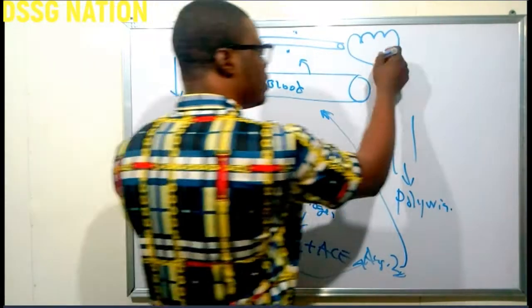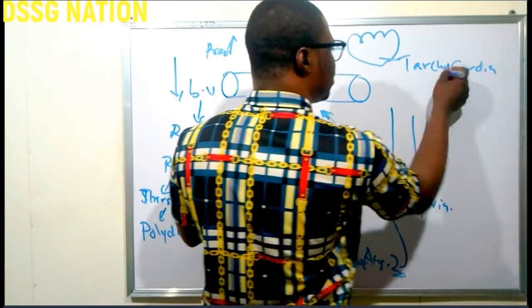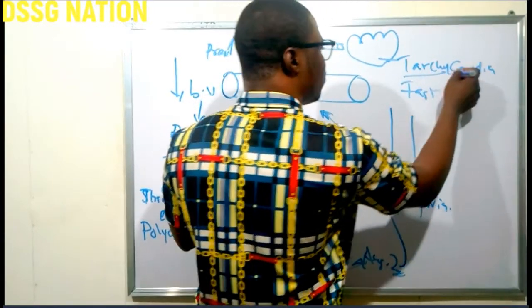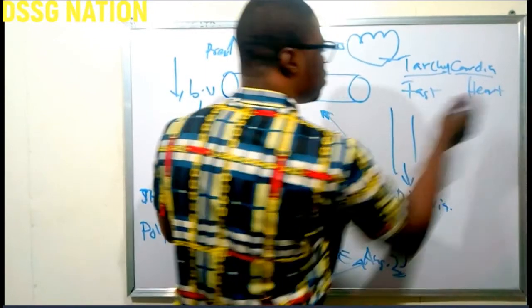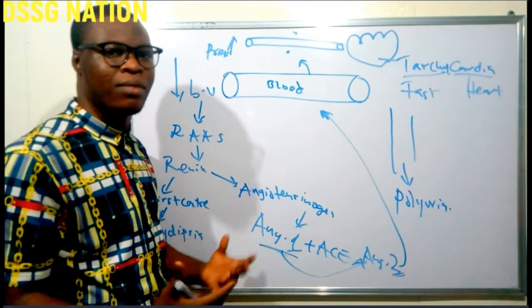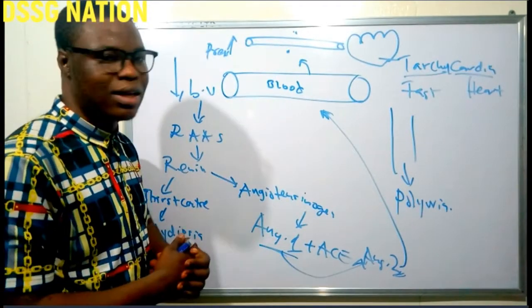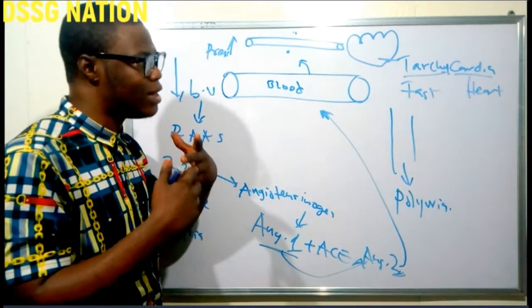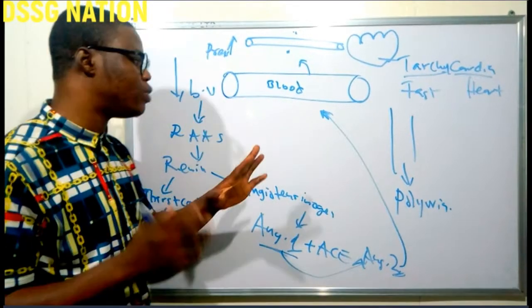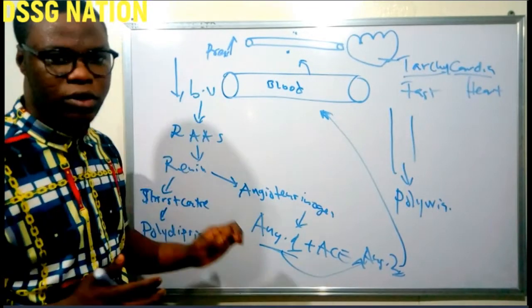And that is going to give us a sign and symptom called tachycardia. So the word tachy means fast, and the word cardia is heart. So tachycardia means fast action of the heart. The heart will be beating faster, and that can lead to several complications such as heart attack, cardiac arrest, and some other complications. So that is just the pathophysiology of diabetes insipidus.